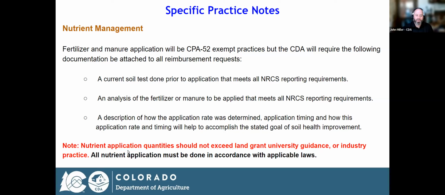Again, note the nutrient application quantity should not exceed land grant university guidance. So in this case, CSU or industry practice. And then all nutrient application must be done in accordance with applicable laws. So once again, we don't want people applying nutrients in a real gross over application scenario where we have to worry about nutrients being washed into rivers and et cetera.